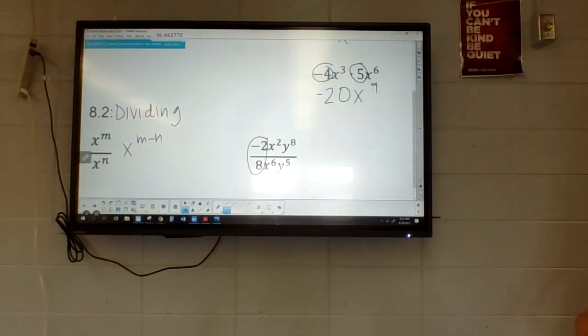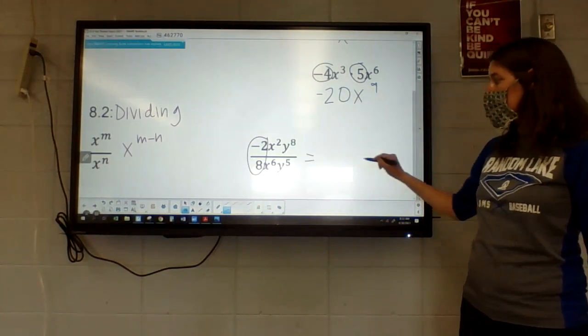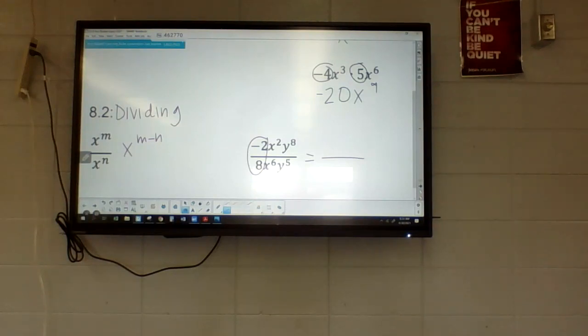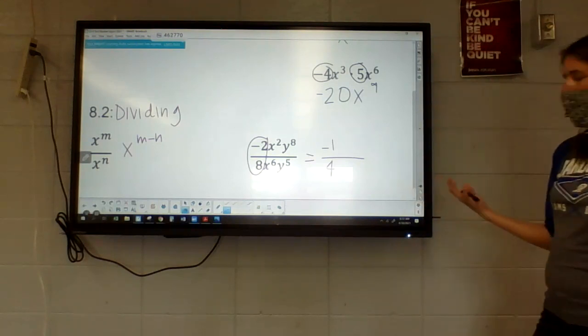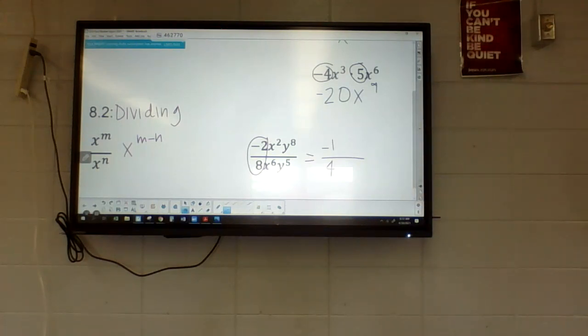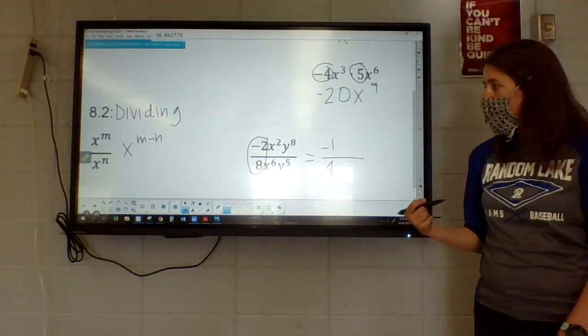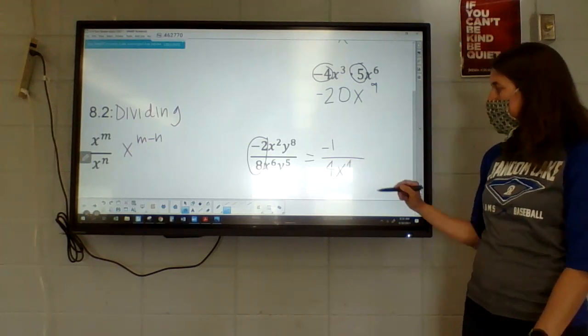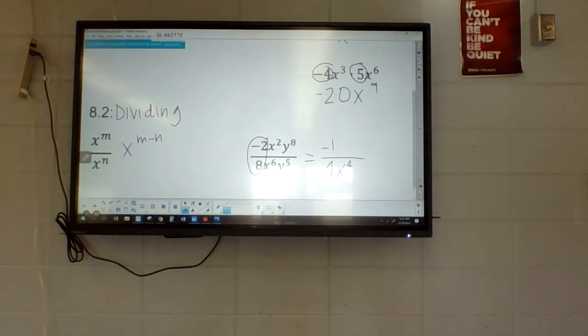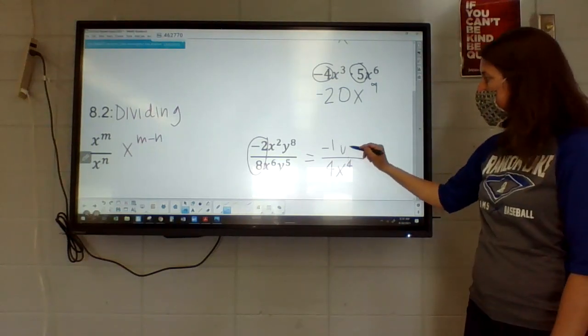-2 over 8, what does that become? -1 over 4, yeah, you just simplify that. -2 out of 8 is just -1/4. And here's where I'm talking about the subtraction of exponents, but I really like thinking of it more as: where are there more, and how many more are there? So the x's, where are there more? Bottom, how many more? 4, good work. And then the y's, top, there's 3 of them.